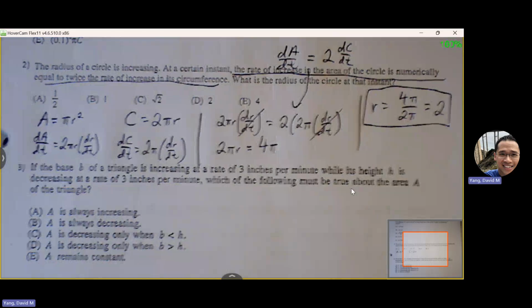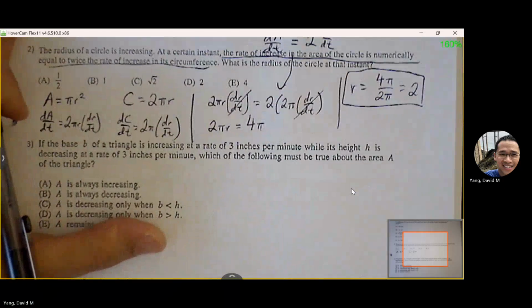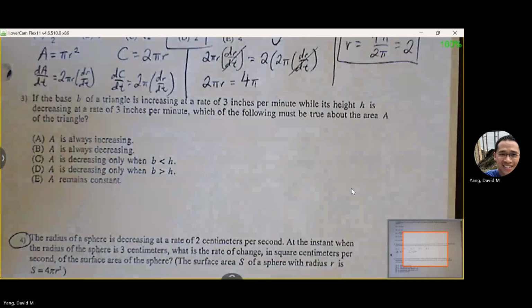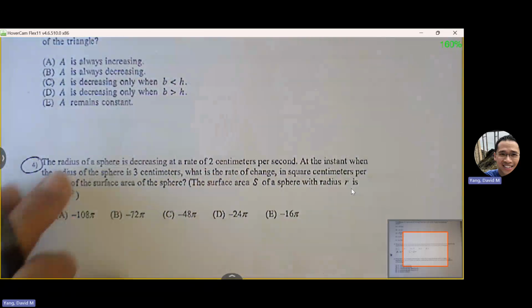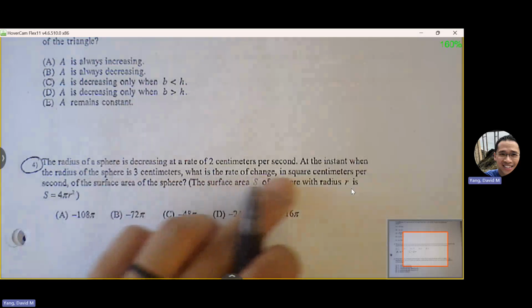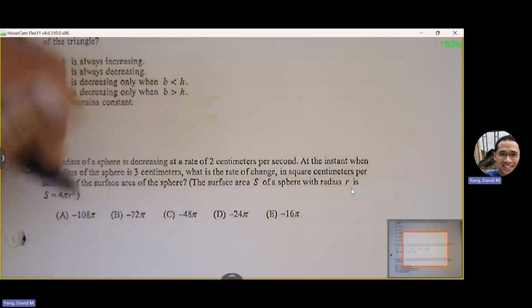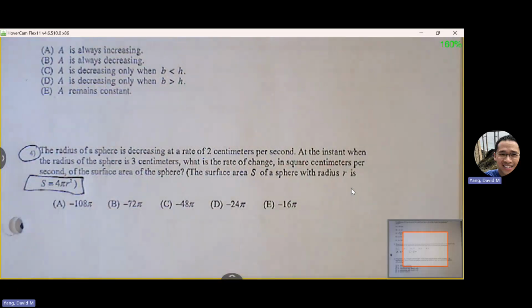Okay, let's go to number 4. Number 4, the radius of a sphere is decreasing at a rate of 2 centimeters per second. At the instant when the radius of the sphere is 3 centimeters, what is the rate of change of the surface area of the sphere? So surface area is 4 pi r squared. So try this one, see if you can work your way to the end here. So start with S equals 4 pi r squared.